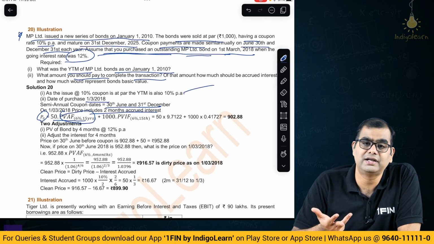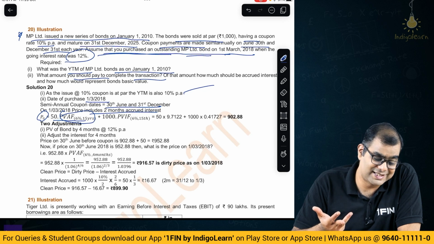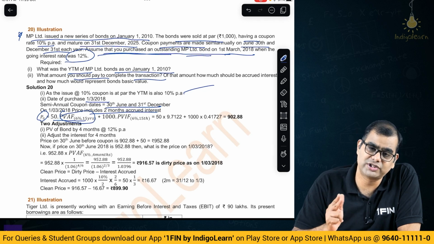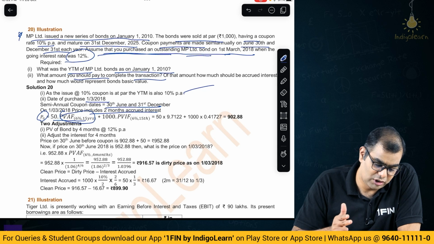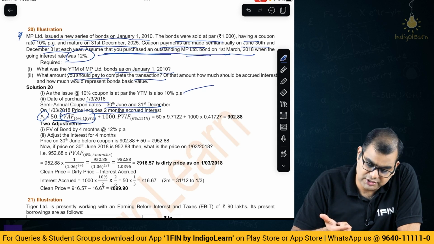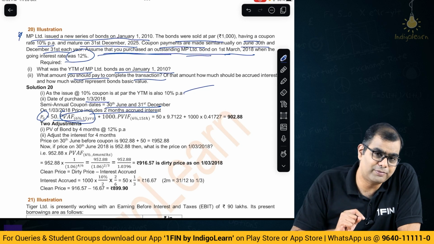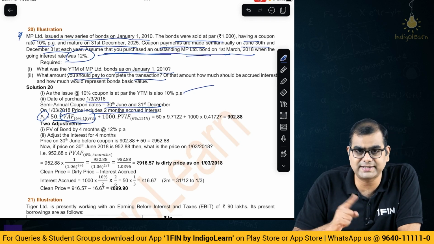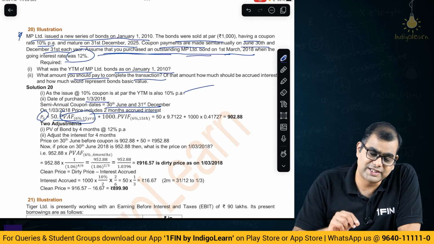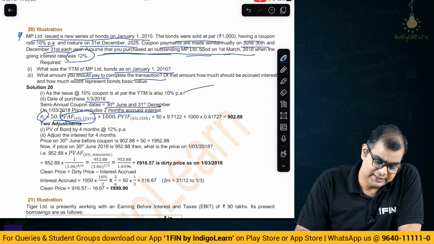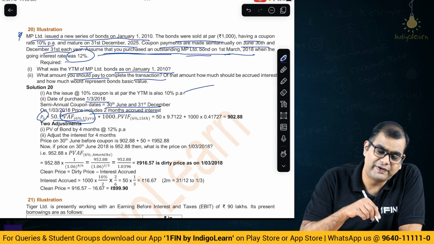So, what bond is it? It is a 16-year bond. 16 into 2 is 32. Out of 32, how many installments have been paid? 16 have been paid, right? 16 have been paid. But how are we going to price it? Out of 32, 16 paid, 16 balance, right? Now, 16 paid and 16 are balance. Then, how do you find the price of the bond?